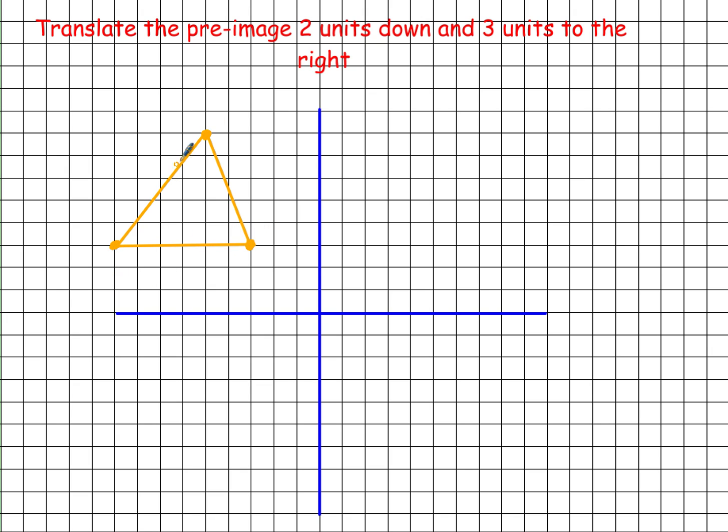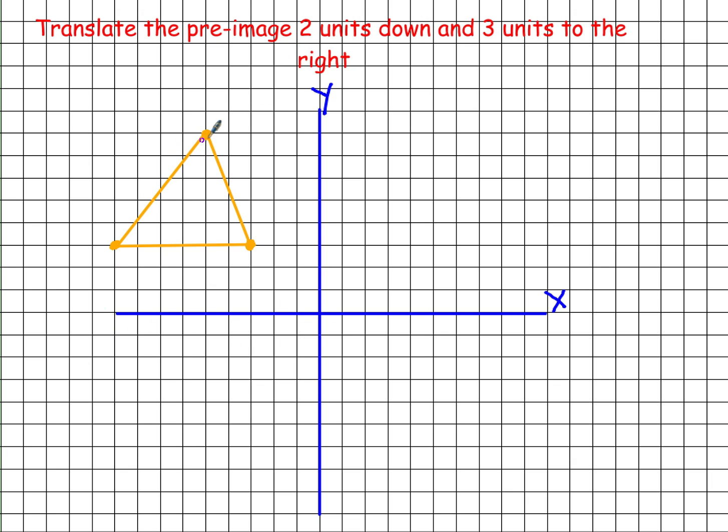Okay, so here I have a triangle here, and it's already given me the triangle, which is kind of nice. Okay, here's my x-axis, here's my y-axis. We should always label those. Sorry, I didn't do that originally. Okay, and so what we want to do is I want to translate this pre-image here. I want to translate it 2 units down and 3 units to the right. So I need to take each point, and I'm going to do it in a different color so we can see it. I need to take each point and move 2 down, 3 to the right.